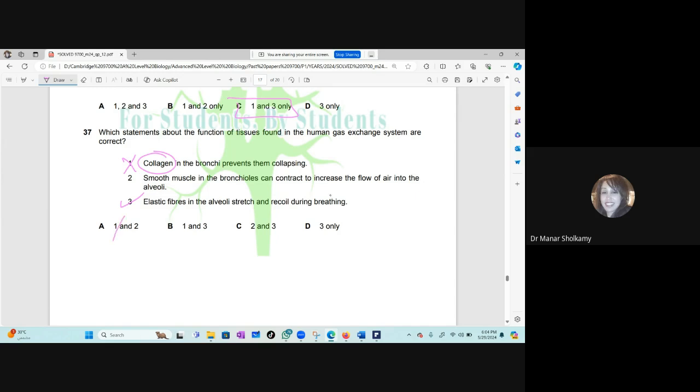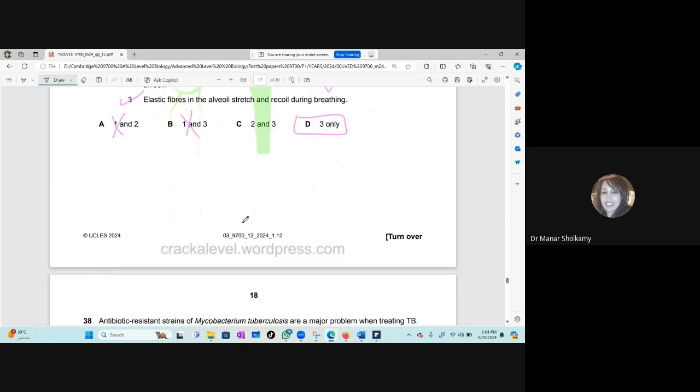This means I will exclude A. I will exclude B. So what's the answer? D, because two is incorrect again. Yes. Muscles in the bronchioles, when they contract, will not increase the flow of air, they will decrease the flow of air. So they're playing around with words. So it's three only. Well done.